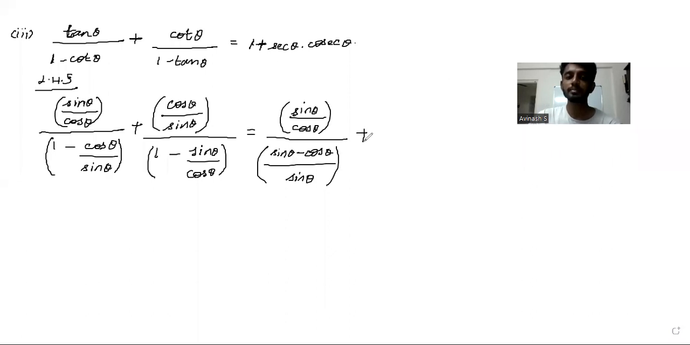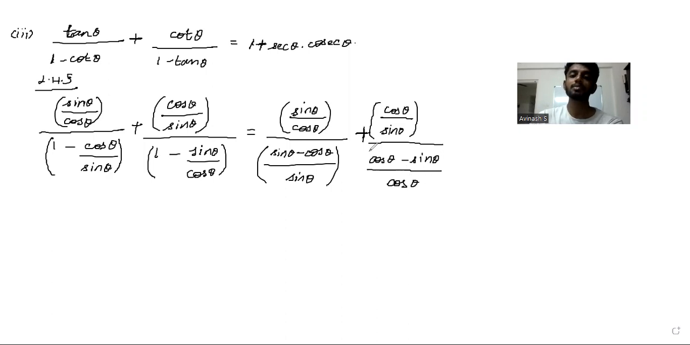And you have a plus term, and you have cos theta divided by sine theta, divided by. Now, when you take LCM again in this term, you get cos theta minus sine theta whole divided by cos theta. So this is the LCM for the second part, second part in the sense the denominator. So this is what we are getting.